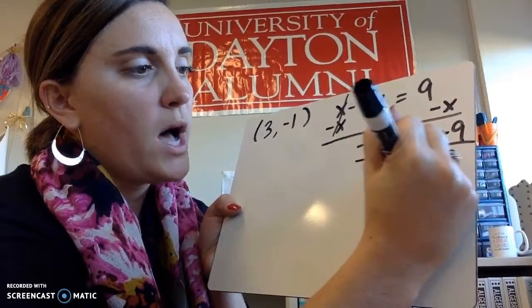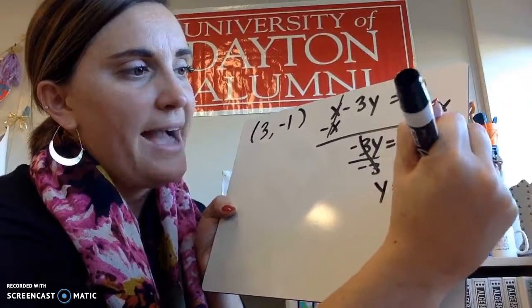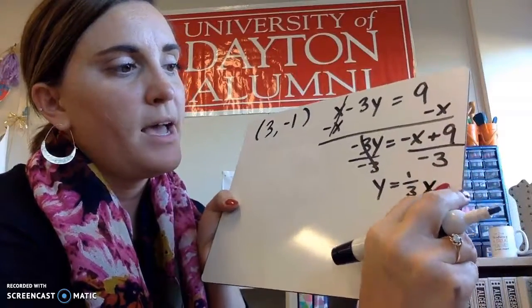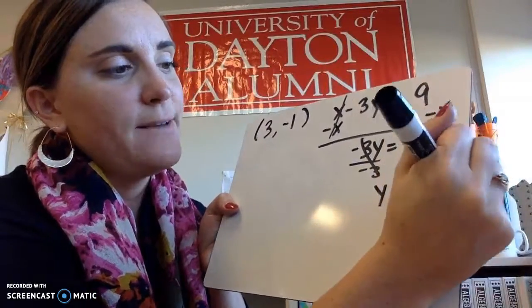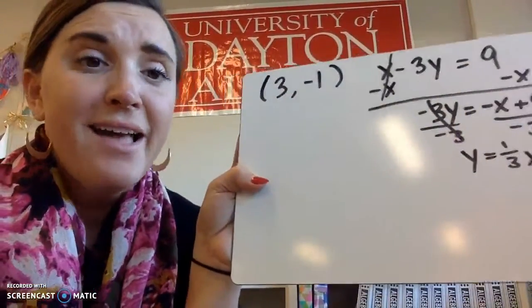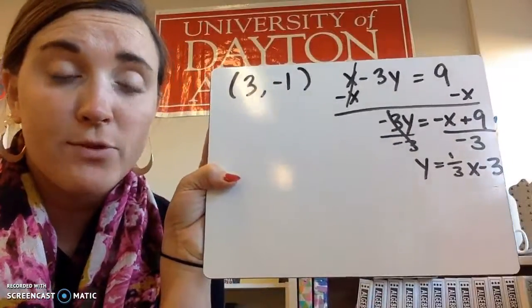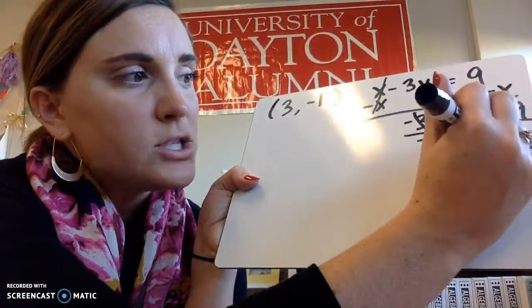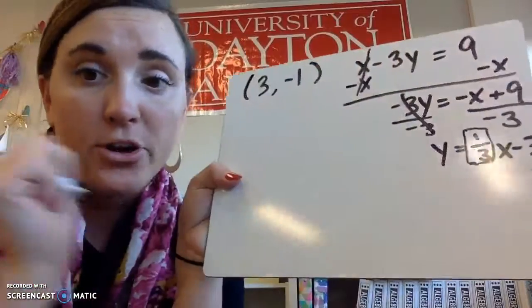Cancels out. Y equals 1/3 x. 9 divided by negative 3 is negative 3. So I haven't done any work towards my new line yet. I've just been trying to figure out what's the slope of the one they gave me. So I'm going to get a slope here of 1/3.